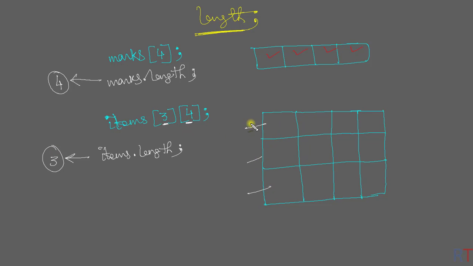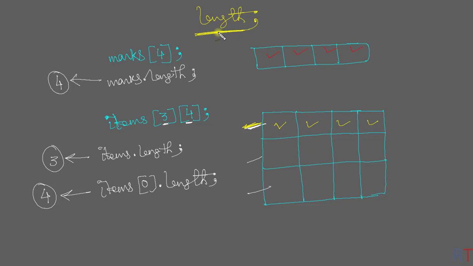So to determine the length of one particular row, we have to use the notation items, then inside the square bracket we have to pass in the index of that particular row. So in this case we have to pass in 0 because we are trying to find the size of the first row. So I'm going to pass in items[0].length, and this will return the number 4 because the size of the first row is 4.